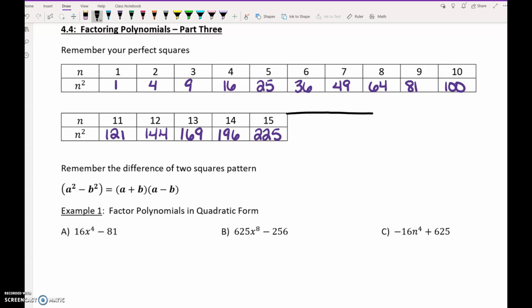There are 2 numbers that we need to add onto this chart. 16 and 25. 16 squared is 256. 25 squared is 625.